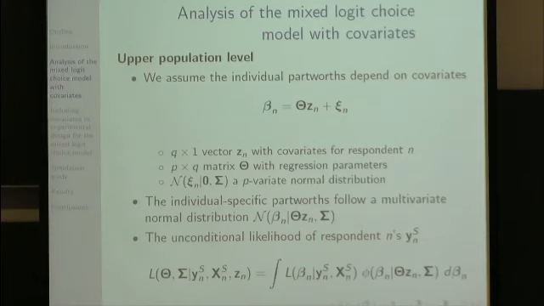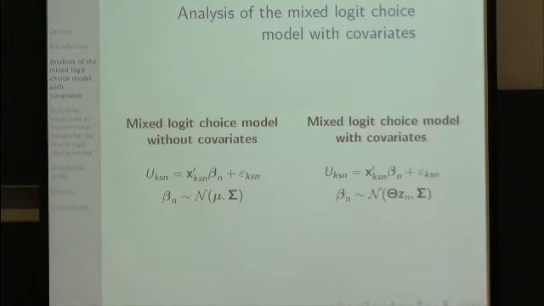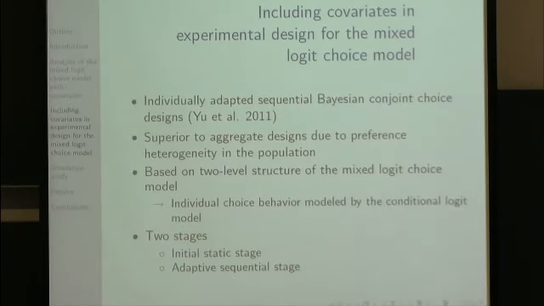Now, when we integrate this likelihood conditional on the individual parameters out over the heterogeneity distribution, you get the unconditional likelihood for a respondent's set of choices. Now, as was explained before, with this integral it gets a lot more complicated to construct optimal designs for this model. So here we also consider the individualized design approach. And what is new here is that we also incorporate the covariate information in this individualized design approach.